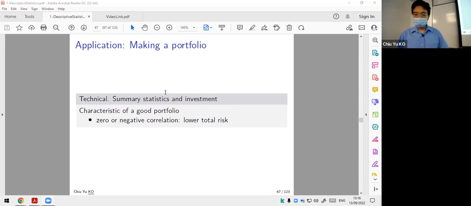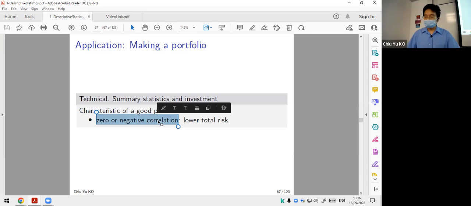And the very last thing, sorry, one minute over time. Just to say, if you have two portfolios that have the same of everything, a good portfolio would have zero or negative correlation among all the assets you invest in, because this means lower risk, right? So that's why we look at a good portfolio, right?